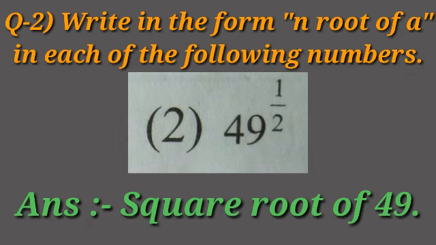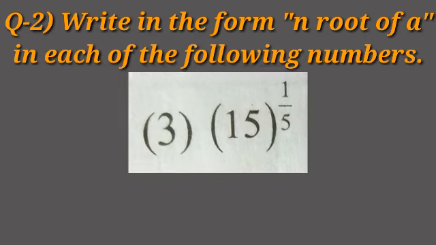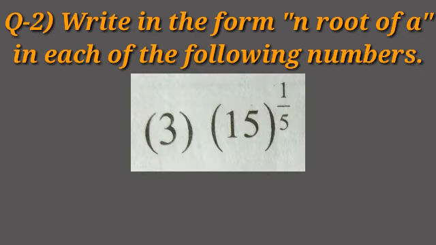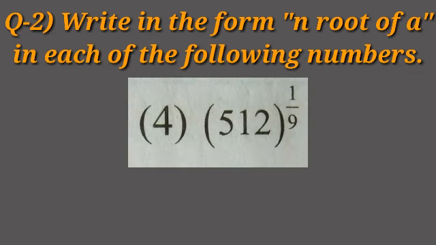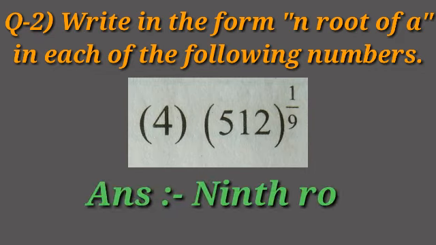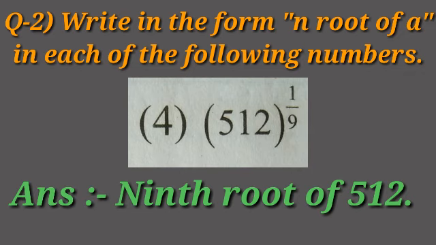Square root of 49. Now the third question is given where 15 is the base and 1 upon 5 is the index number. So our answer is the fifth root of 15. Question number 4 is there. 512 is the base and 1 upon 9 is the index. Then how are we going to write it? Ninth root of 512.